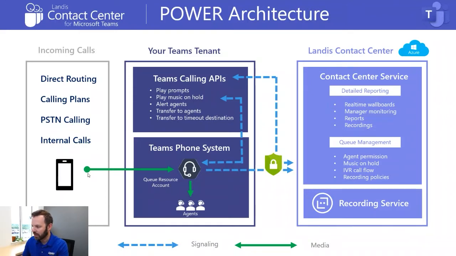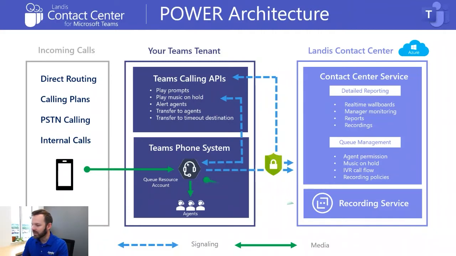So the key thing to consider here, calls come into your Teams environment and they go straight to your agents. There's no routing of the traffic through the Landis side at any point. It's just that signaling that is generating the reports and sending the activity that is going back and forth between the resource account and Azure.